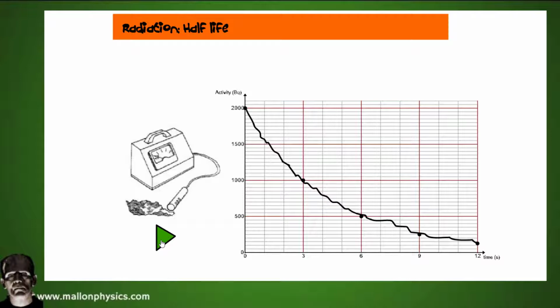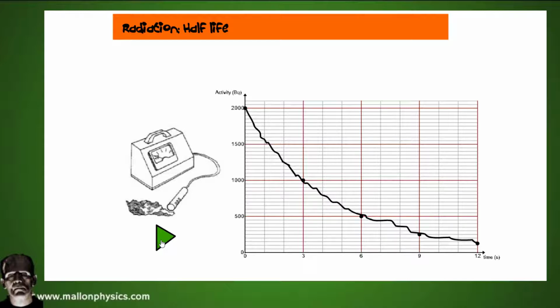Well, you can see that the activity of the radioactive source is actually decreasing over the 12 seconds. And that's because the number of radioactive nuclei in the sample is decreasing, because the radioactive nuclei are decaying and becoming more stable. And this leaves less unstable radioactive nuclei, and thus is going to reduce the activity of the source. So how do we find the half-life of that radioactive source?